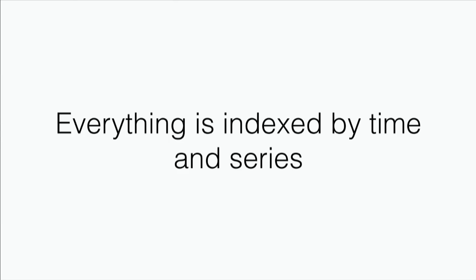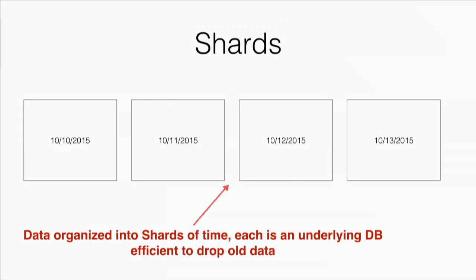Everything is contained on disk in contiguous blocks by the series. We also split things out into shards of time. So in this example, we have a shard per day. And for us, each shard is almost like an underlying database so that it's efficient to drop old data, right? We can just drop those files.